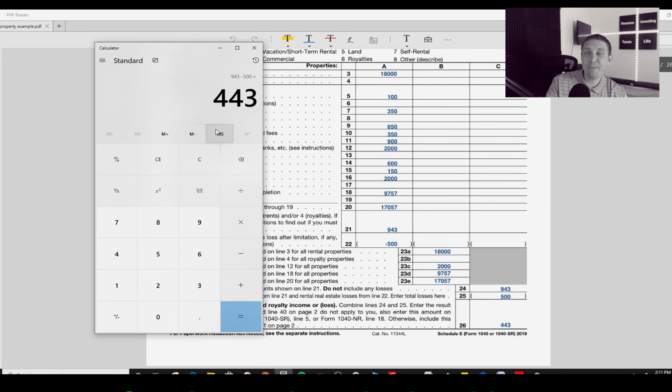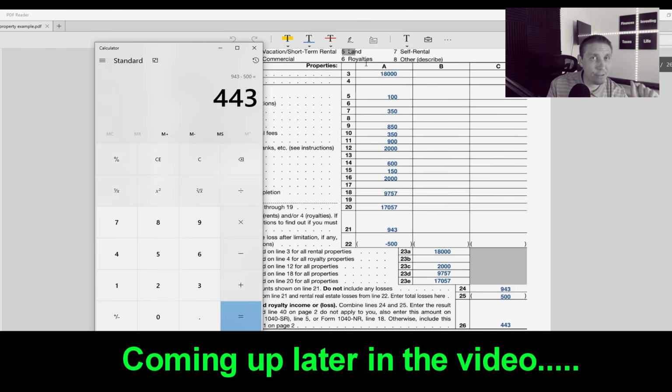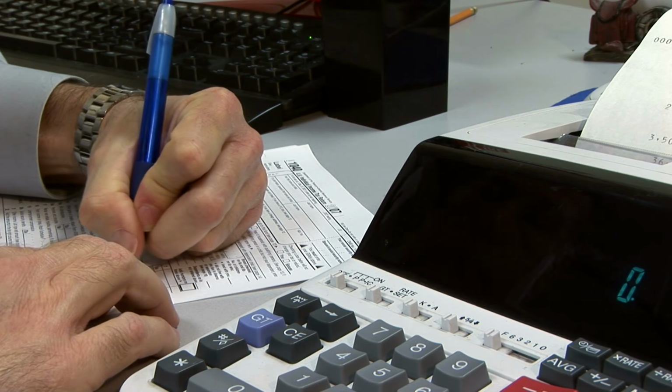From a cash flow perspective, you made $10,700, but you only pay taxes on $443. That's the beauty and the magic of doing real estate. In this video, I'm gonna walk you through a basic example of how to file your taxes for a standard rental property.